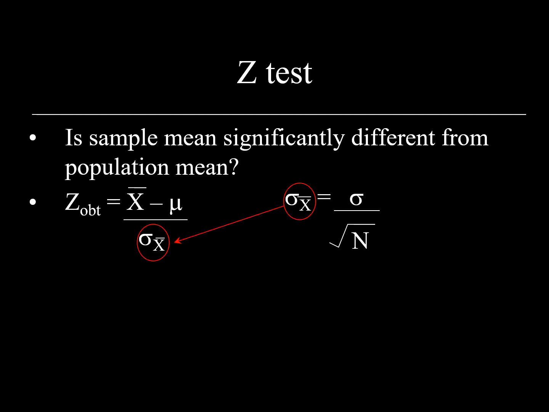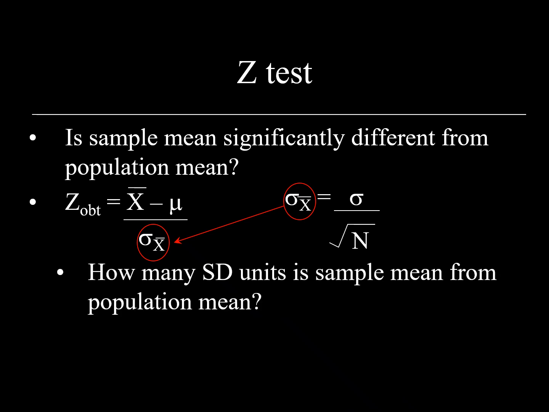Again, we'll walk through this a little better, and we'll have a few examples where we actually put numbers to this. But basically, the values that we need to run this test are our own mean and the size of the sample that we took. We also need the population's mean and the population's standard deviation. So how many standard deviation units is the sample mean from the population mean? That's what we're calculating.